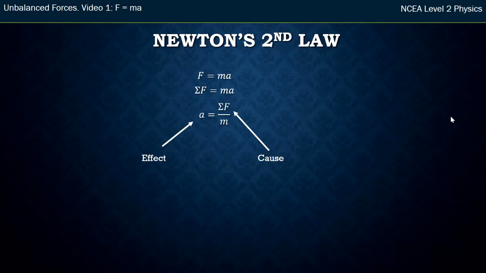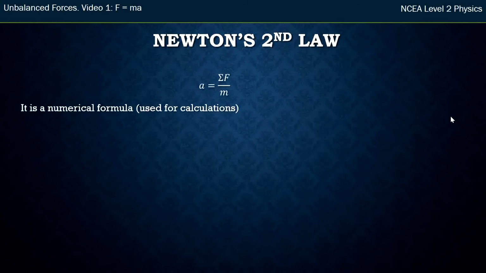Now when you write it like this, it's also very clear to see that when we had a larger mass, we had a smaller acceleration. This is an inverse relationship between acceleration and mass. The bigger the mass, the smaller the acceleration. The smaller the mass, like the little box, the larger the acceleration. So this formula, Newton's second law, F equals ma, or how I like writing it, acceleration is total force over mass, can be used for calculations.